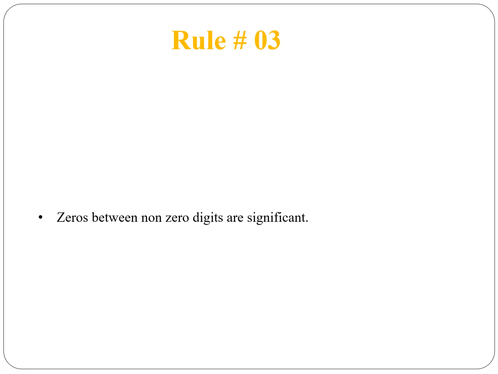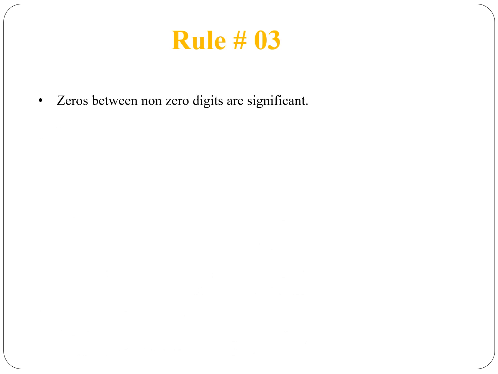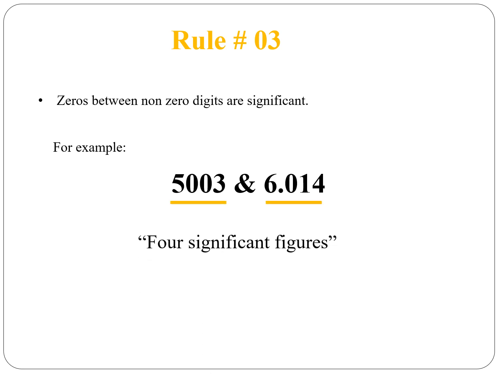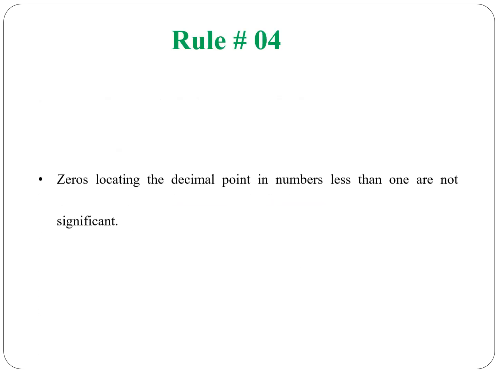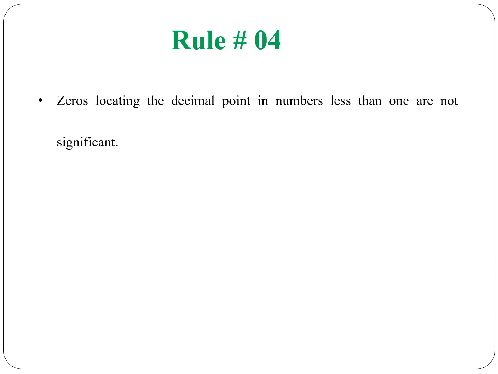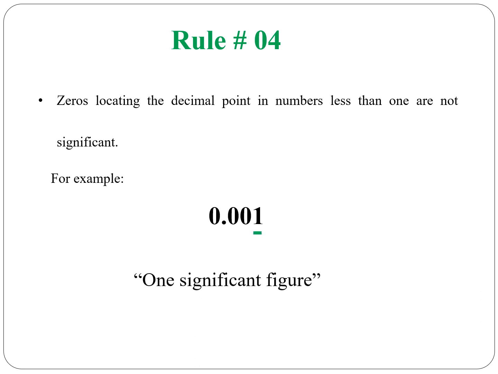Rule number 3. Zeros between non-zero digits are significant. For example, here you have two numbers. First is 5003 and second is 6.014. Here you have four significant figures in both of the numbers. Rule number 4. Zeros locating the decimal point in numbers less than 1 are not significant. For example, 0.001. Here, there is only one significant figure, that is 1.